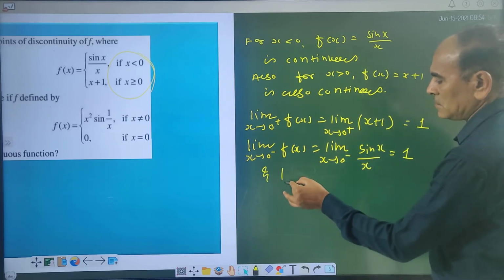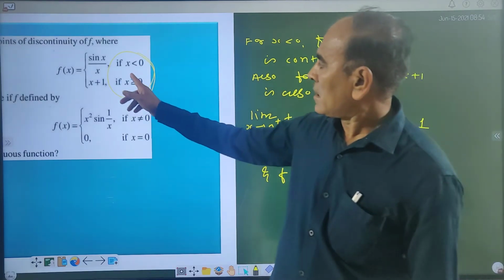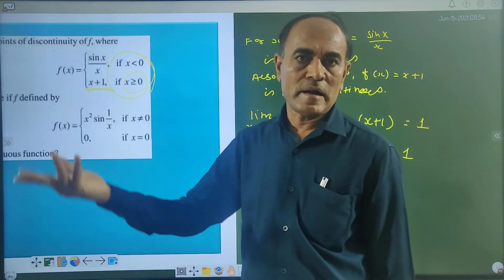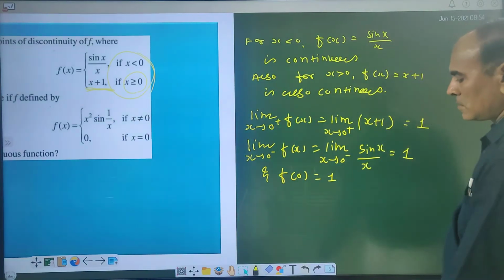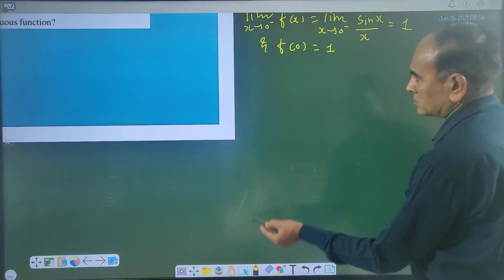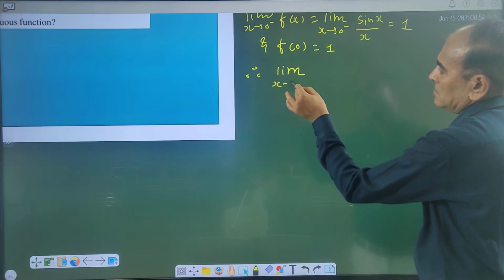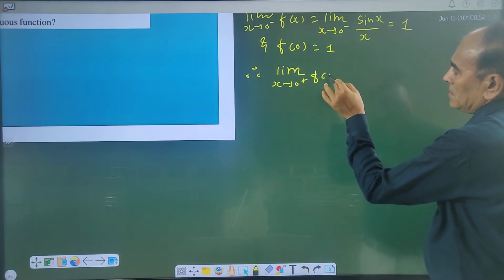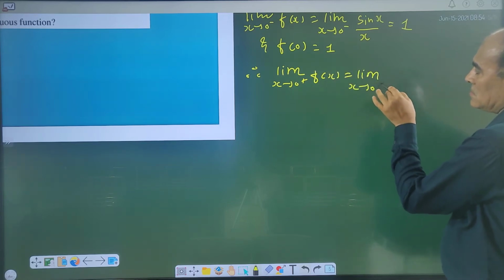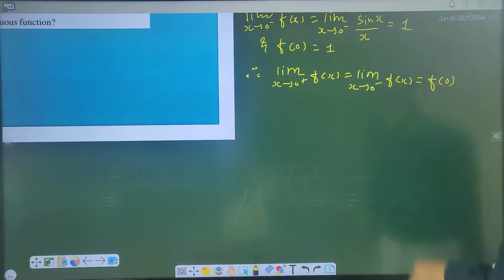And what is f of 0? F of 0 is also 1, because for x greater than or equal to 0, f(x) is equal to x plus 1, so that is also 1. So all are the same. And therefore, see, the right hand limit is the same as the left hand limit is the same as f of 0.